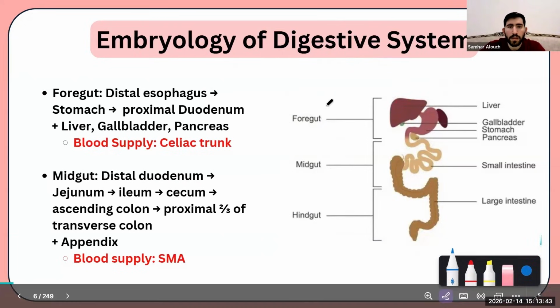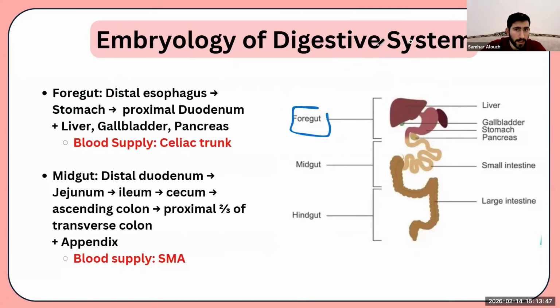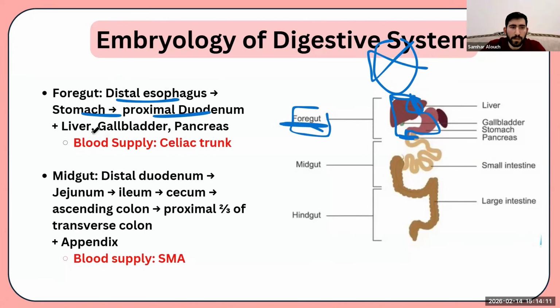First, the foregut makes the upper parts of the middle GI tract. We start with the distal esophagus, then the stomach, then the proximal duodenum. Other structures made by the foregut are the liver, gallbladder, and pancreas. Everything made by the foregut is supplied by the celiac trunk.